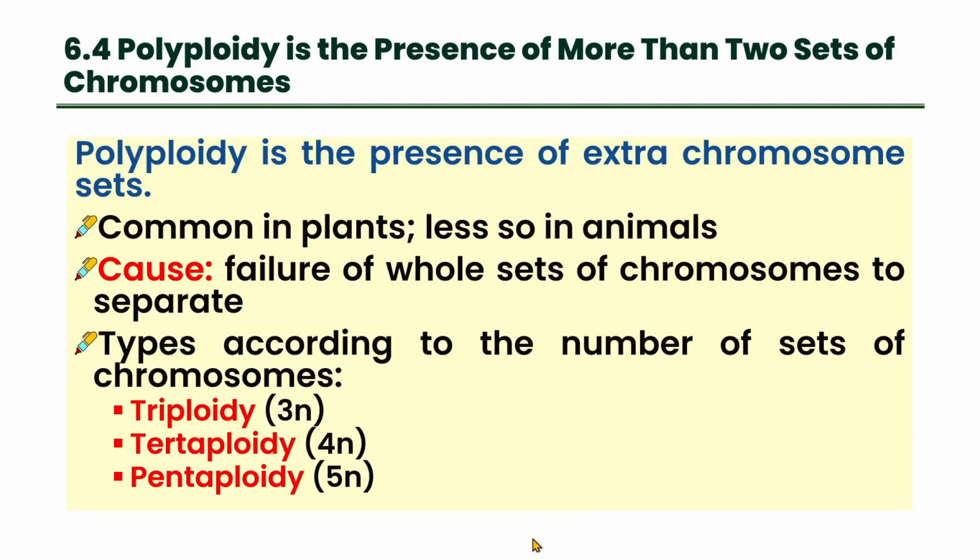There is also what we call polyploidy, and this is the presence of extra chromosomes or chromosomal sets. This is common in plants and less so in animals. The cause is a failure of whole sets of chromosomes to separate. There are types according to the number of sets of chromosomes. For 3 sets, we call it triploidy. For 4 sets, tetraploidy. For 5 sets, that's pentaploidy.